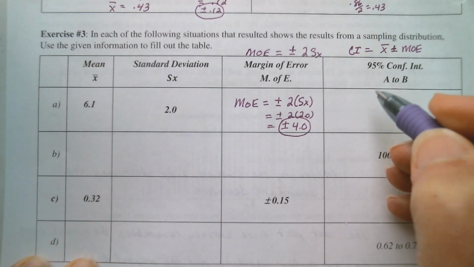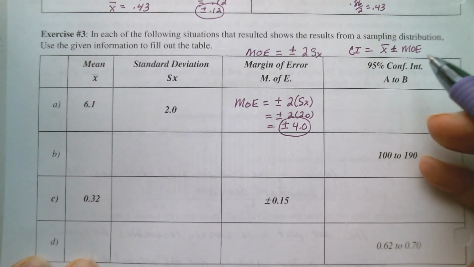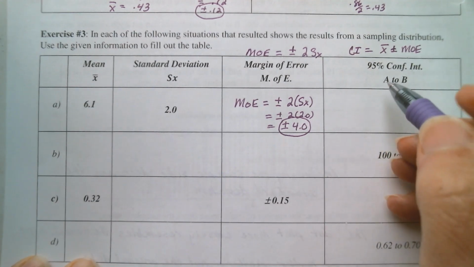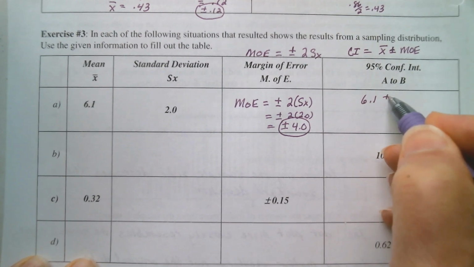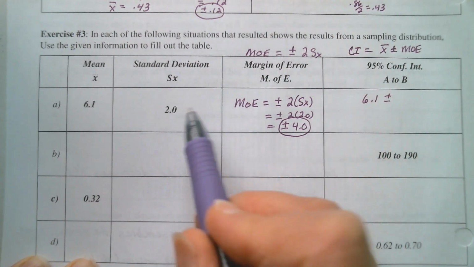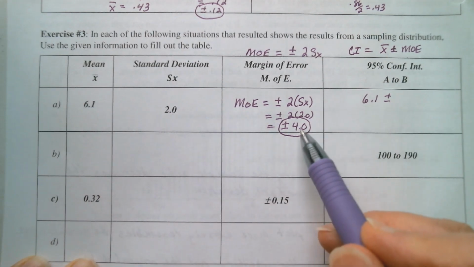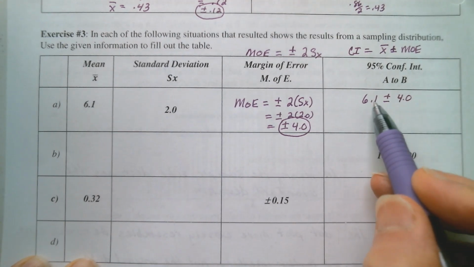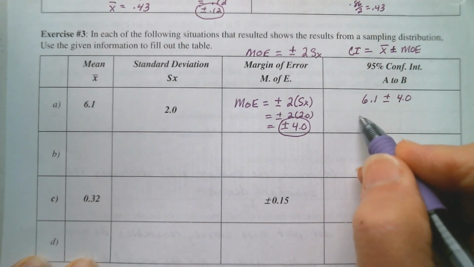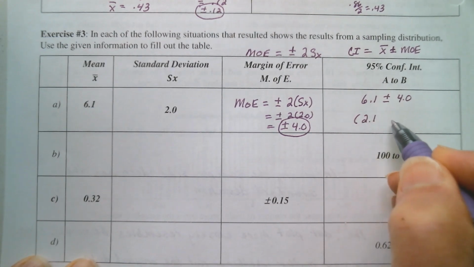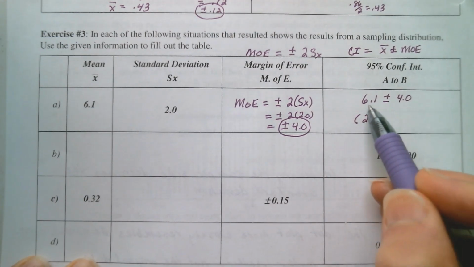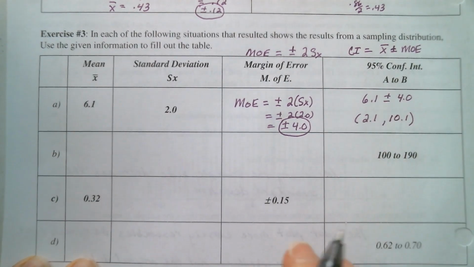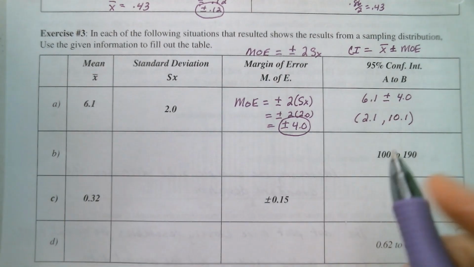The confidence interval, and if you don't know the formula for a confidence interval, then please write it down. It's going to be the mean, which is 6.1, plus or minus. I can either do 2 times the standard deviation, or I can do the margin of error, plus or minus 4.0. So if I subtract 4.0 from 6.1, I get 2.1. And if I add 4.0 to 6.1, I get 10.1. So our interval is 2.1 to 10.1.